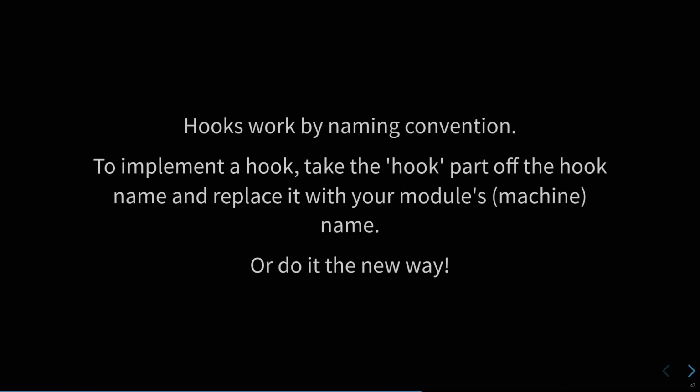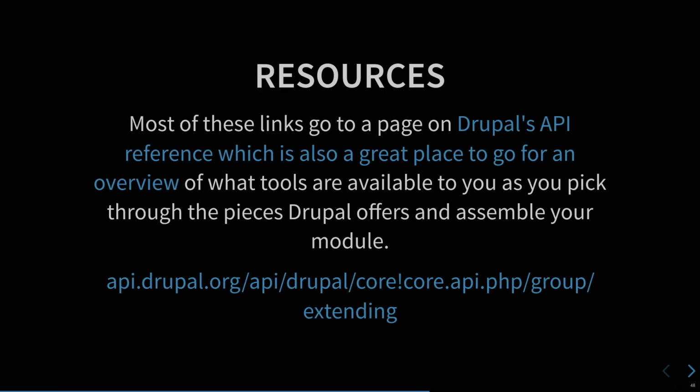Traditionally they work by naming convention. To implement a hook, you take the hook part off the hook name and replace it with your module's name, or do it the new way, which is you just take the hook part off the name, and you have that as an attribute in front of the PHP.